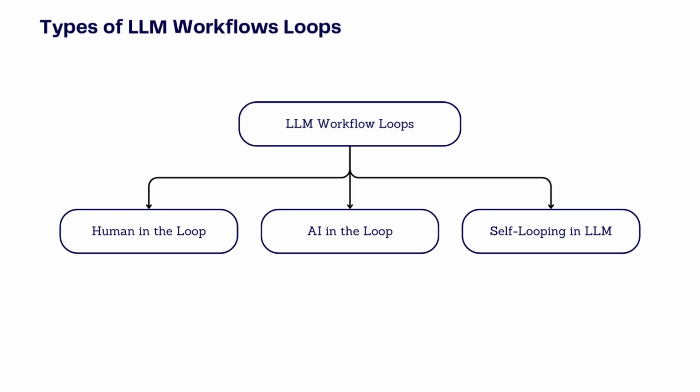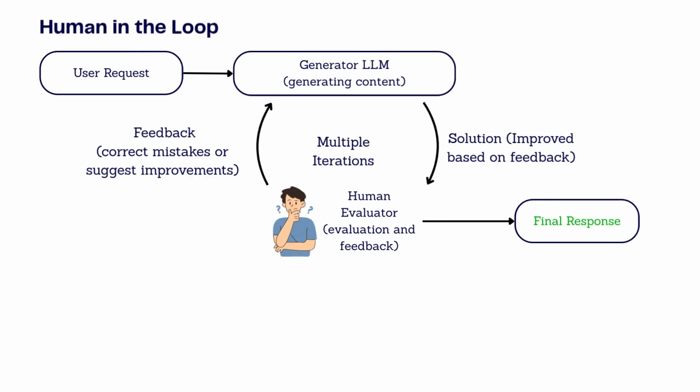LLM in loop can be implemented in different ways depending on how feedback and refinement are structured. Broadly, there are three main types of loops: human in the loop, AI in the loop, self-looping in LLM. Human in the loop is one of the most common and important ways to improve LLM responses. In this approach, a human reviewer or expert actively participates in the loop to guide and correct the LLM's output.